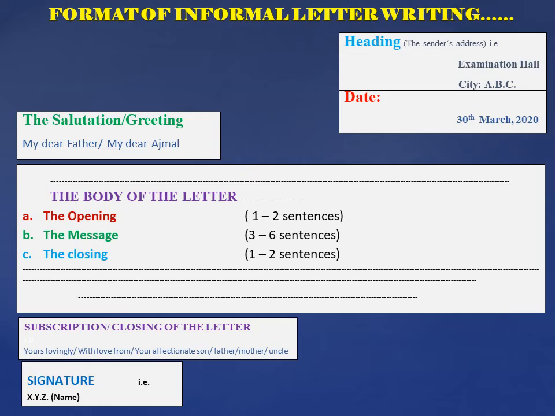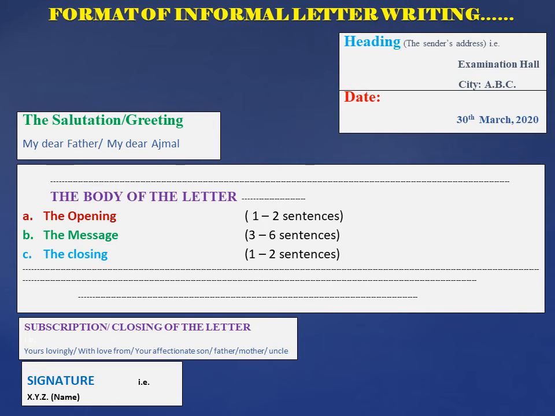Now, the next element of letter writing is the subscription or closing of the letter. The subscription mainly depends upon the person to whom you are writing, and also upon the level of acquaintance or relation to that person. You may sign off as you please. Some commonly used phrases are lots of love, best or best wishes, kind regards, or with best regards. And then you write yours lovingly, with love from, your affectionate son, father, mother, uncle, depending upon whom you are writing your letter to.